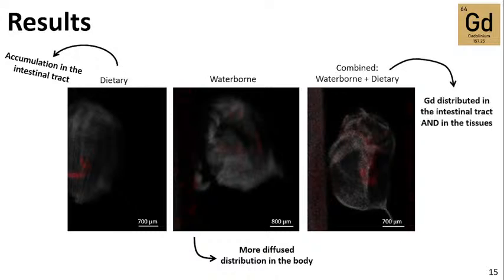Then we have the combined exposure, where it also seemed to be quite diffused in the organism. In that case, it's a sort of combination between the 2 exposures, because we can find it in the tissue, but also here. It's not really visible, but we see a small shape like this, which seems to be the intestinal tract, that we were able to validate with mapping of other elements, such as iron, which is mainly accumulated in the intestinal tract too. So we were able to correlate the 2 different maps.